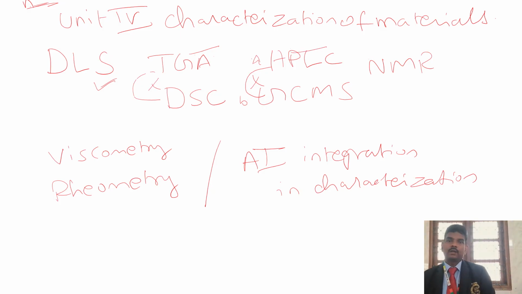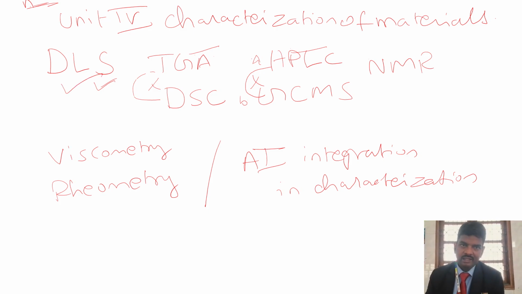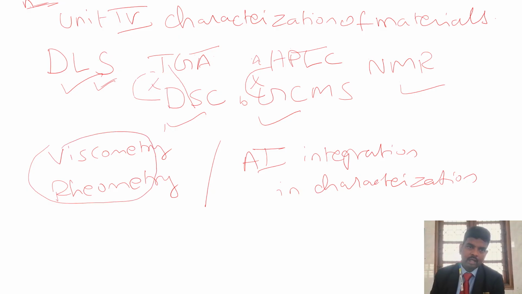So what you can do is you can skip some part initially and focus on the other. For example, DLS you learn, TGA, DSC you learn if it is easy, or you can skip these as of now and focus on GCMS, HPLC. And NMR, of course, you have to learn. These two topics are not very much worth for 13 marks, so you can give less importance to these two topics.